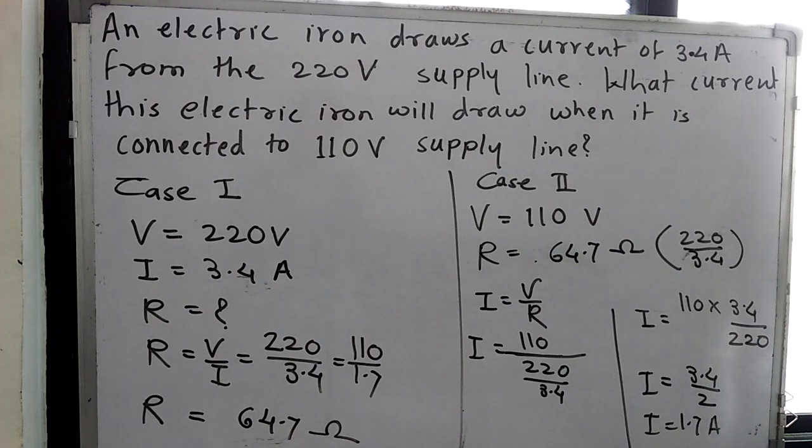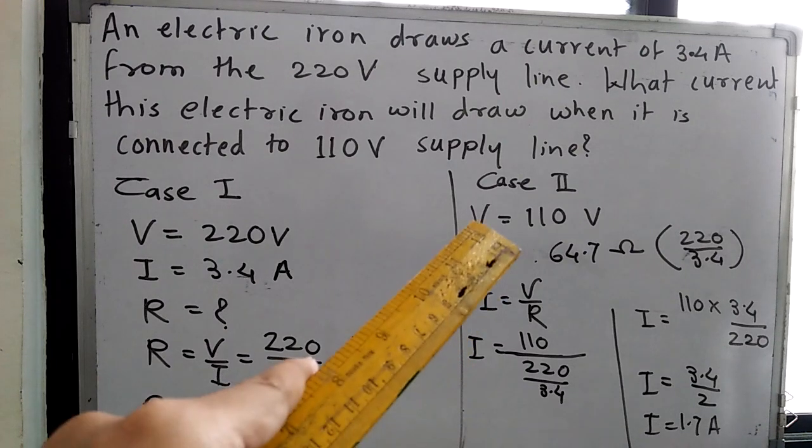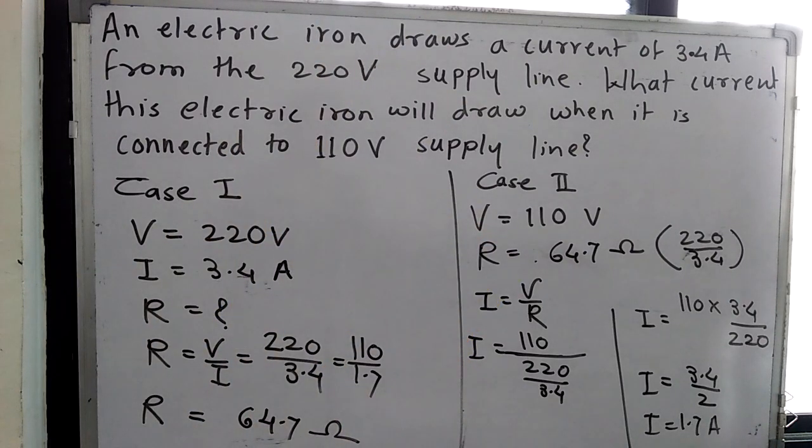Now if that same electric iron is connected to the 110 volt supply line, resistance remains the same. Now we have to calculate the current. So in case 2 we are changing the voltage. So V is equal to 110 and R is 64.7, which we have calculated. But where did this answer come from? We got 64.7 by dividing 220 upon 3.4. So going ahead, we have to substitute that. So instead of putting this answer, we will put this 220 upon 3.4.